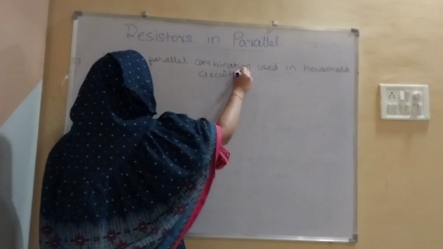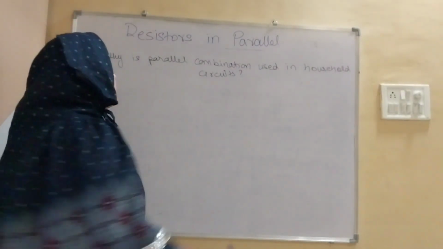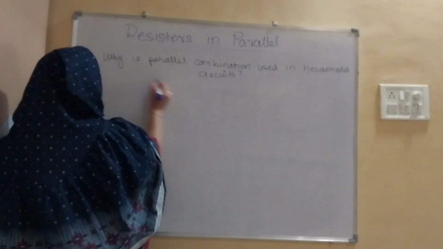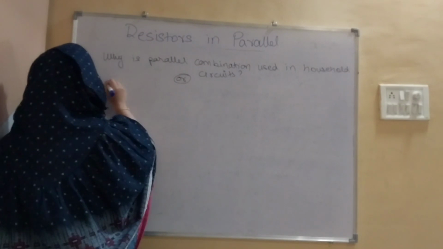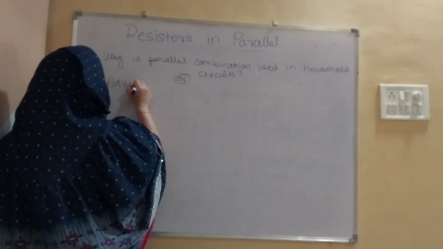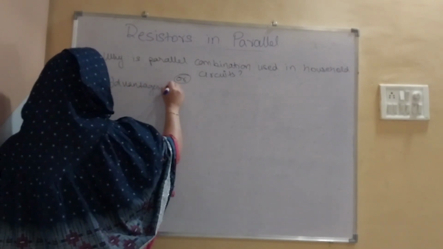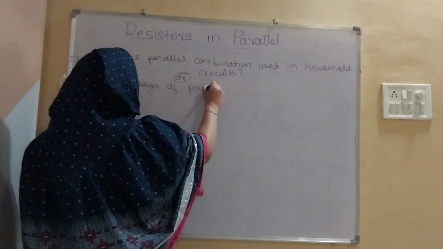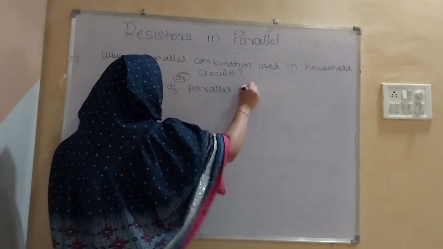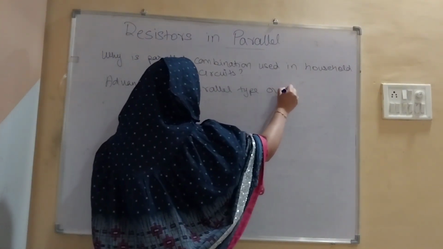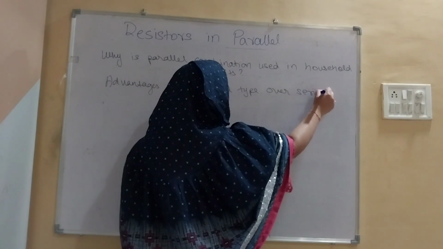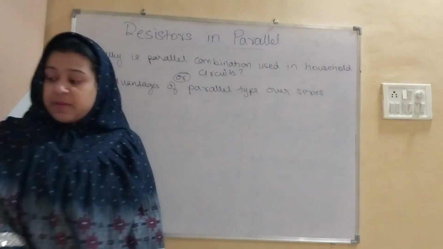Used in household circuits. ठीक है. या फिर ऐसे भी क्वेश्चन आ सकता है, और एडवांटेजेस ऑफ पैरेलल टाइप ऑफ कॉम्बिनेशन ओवर सीरीज. ठीक है, इस तरह से भी क्वेश्चन आ सकता है. So what are the advantages of parallel type of combination over series?